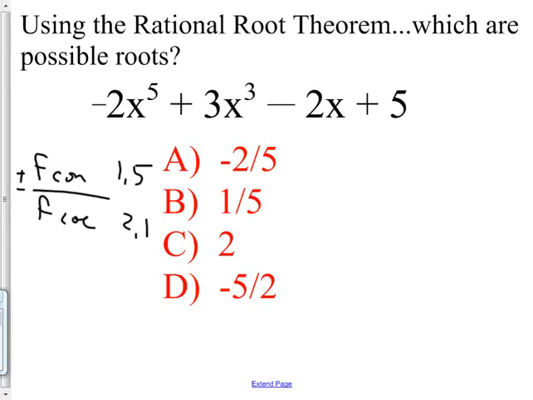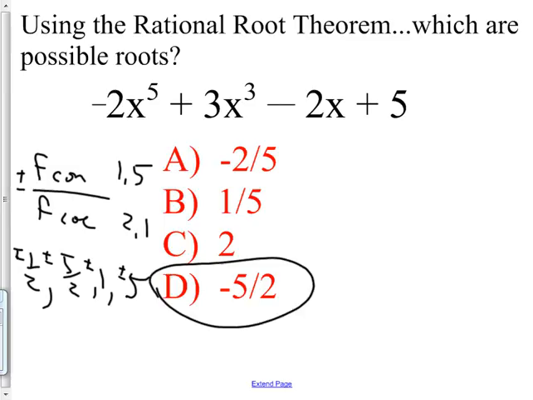Anyway, if you do the top ones divided by the bottom ones, 1 divided by 2 is 1/2. That's an option. 5 divided by 2 is 5/2. That's an option. 1 divided by 1 is 1. That's an option. And the last one is 5 divided by 1, which is 5. And that's an option. And remember, it's plus and minus of the whole schmear. So, plus and minus, plus and minus, plus and minus, plus and minus. So is any one of those on the list? Yes, it is. Right there. Raise your hand if you had it right. Okay, good. All right. One more like that.